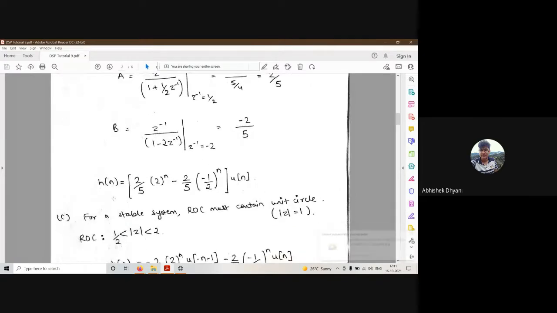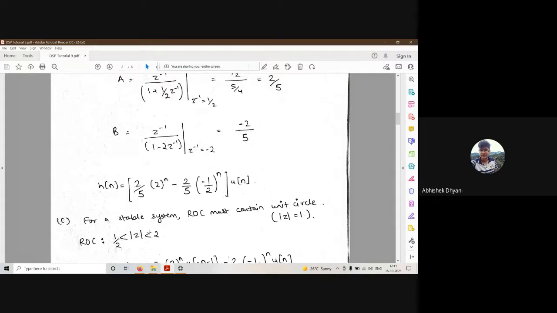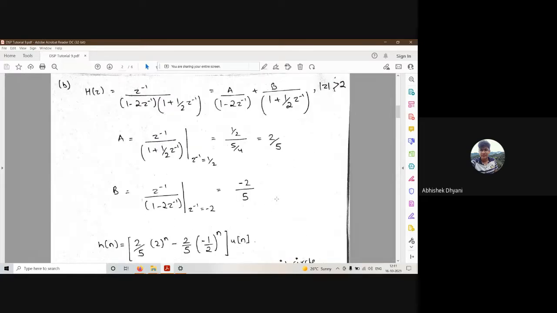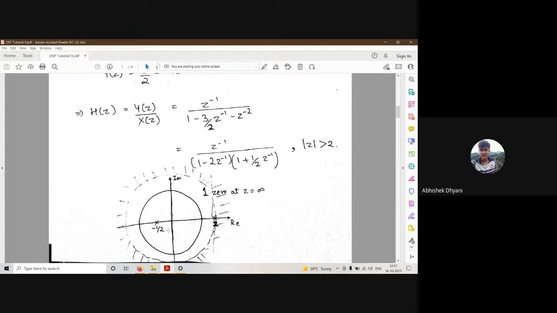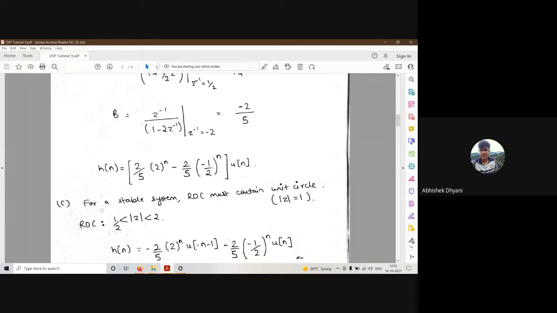So in the C part, we say that for a stable system, the region of convergence must contain the unit circle, which is mod of z equals 1. So what other option for ROC do we have? We can take the ROC between minus 1 by 2 to 2, right? Because in that case, it will include this unit circle. So obviously, in that case, we won't get a causal system because the condition of causality is not satisfied now. So we select this as the region of convergence, and we again calculate the h of n.